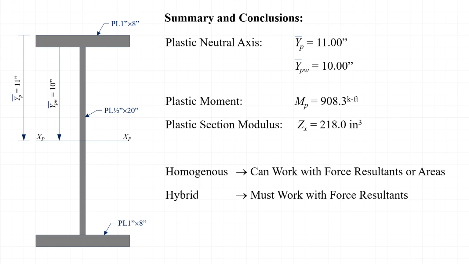So for homogeneous cross-sections like this, which approach is better? Well, it's really up to the engineer to decide. Most of the cross-sections that we work with in the design of building-type structures tend to be rolled shapes, which are inherently homogeneous and are often doubly symmetric. In those cases, it's perfectly acceptable to work with areas of cross-sectional elements.